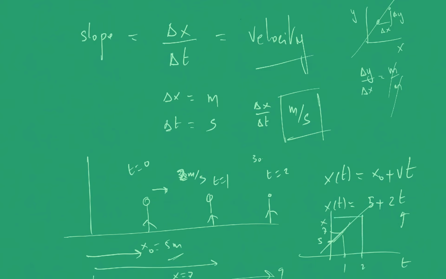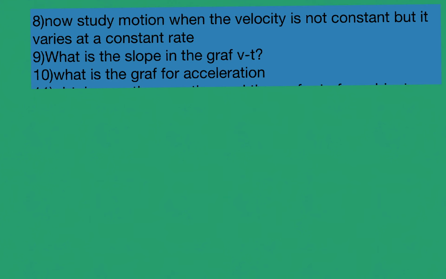So I will explain things like this. Let's go. Now we study when the velocity is not constant. This is the point that I want to make. Now we go to a graph v of t, and we want to study when the velocity is not constant. In the previous example, the velocity was constant. Now the velocity is not constant.